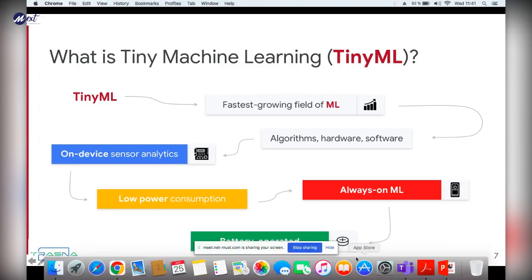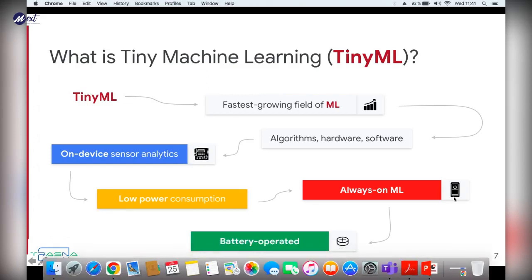In TinyML, you can see on my slides that we have four, rather five, pillars: on-device sensor analytics, then low power consumption, then battery-operated things, and algorithm, hardware, and software. Low power consumption, battery-operated devices, and on-device sensor analytics show that AI can be used on the chip. So the vibe was that tiny machine learning came into action, where people are trying to use machine learning on chip, AI on chip, instead of using the cloud.